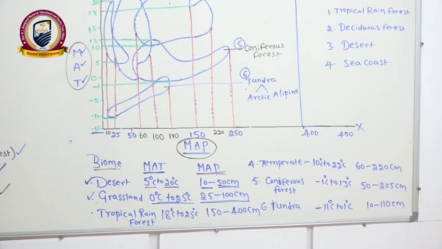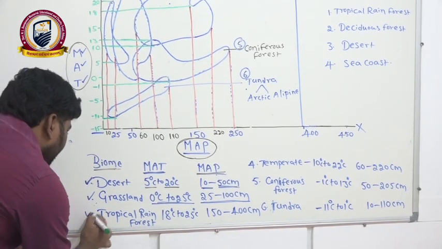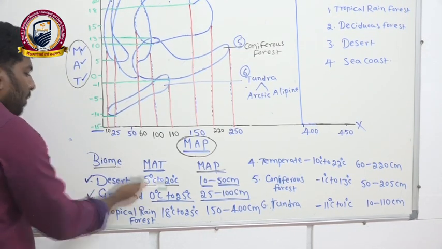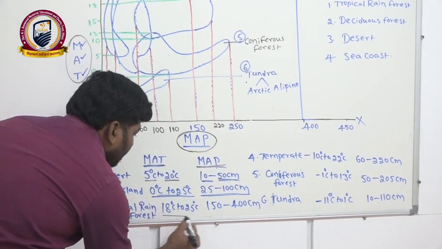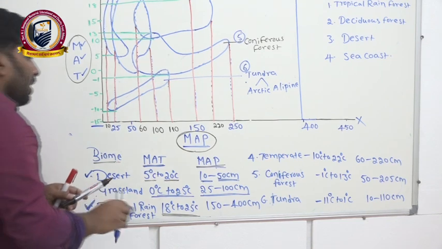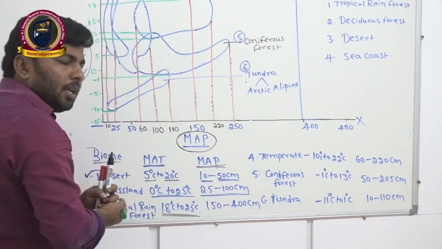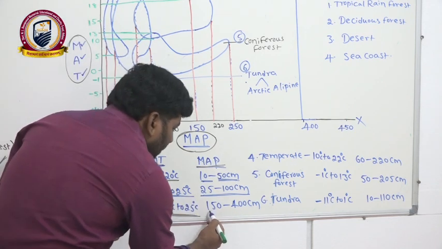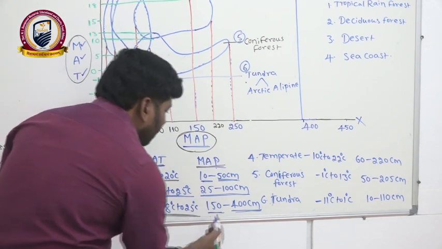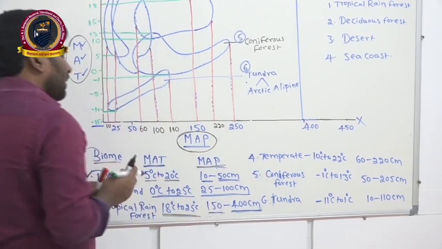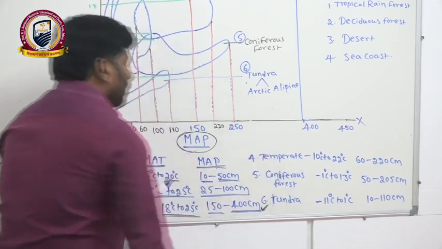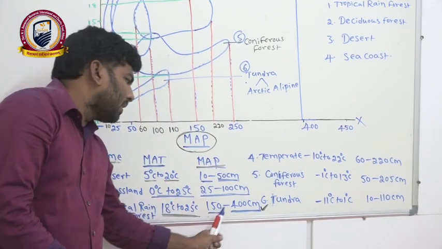25 centimeters to 100 centimeters. Next one, at the same time, tropical rainforest. Mean annual temperature of tropical rainforest is 18 degrees to 25 degrees centigrade. And mean annual precipitation of the tropical rainforest biome is 150 centimeters to 400 centimeters. Okay, this is the highest rainfall containing biome. Highest rainfall containing biome. Many times they are asked this one.